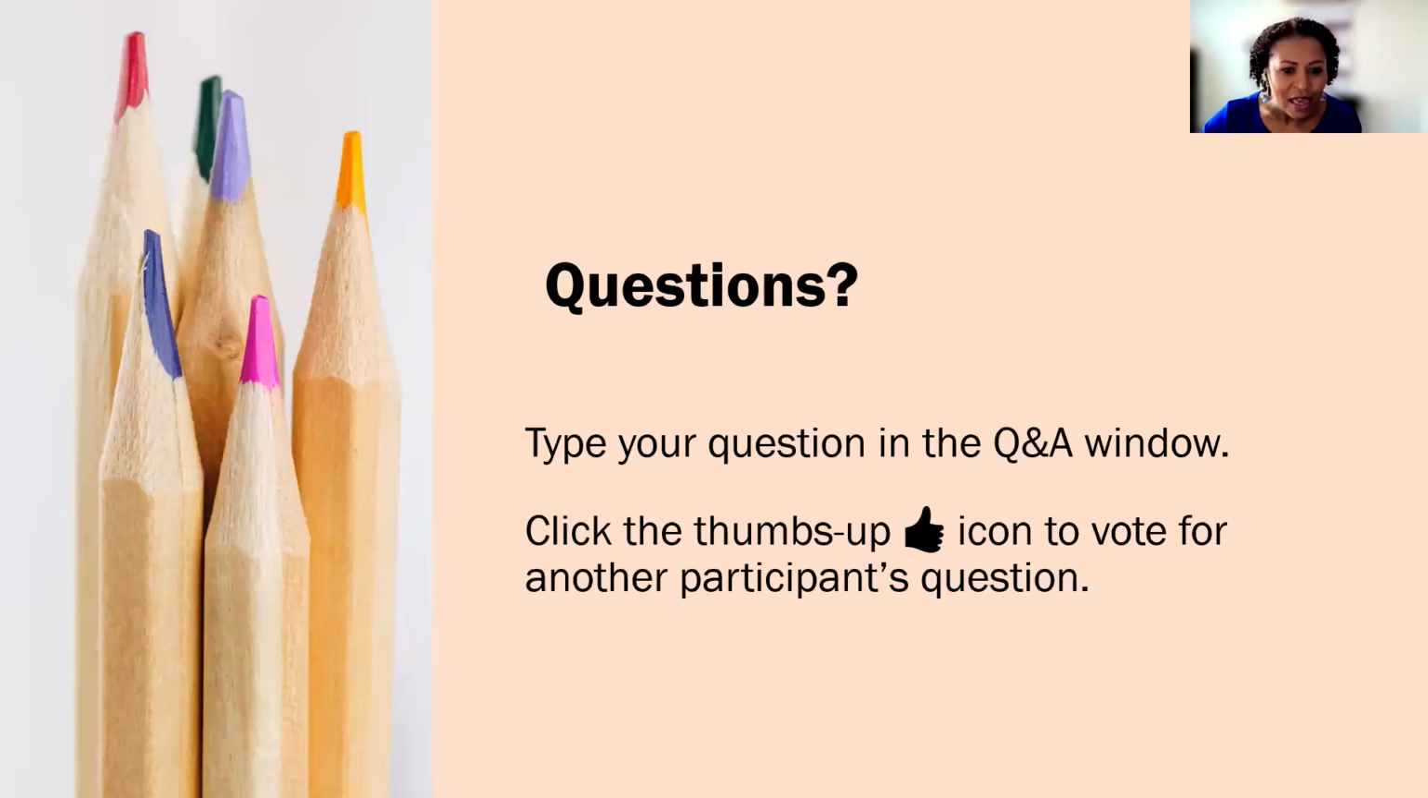Let's see, another one that got a lot of votes. Oh, there we go. How can I respond when clients insist on using a friend or family member for interpretation? That's a good one. Who wants to take that? That is a good one. I can take a first go at it.